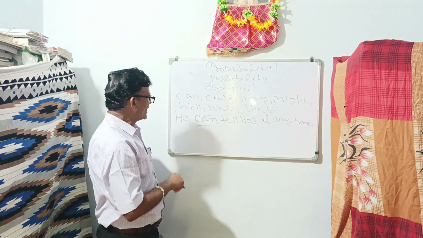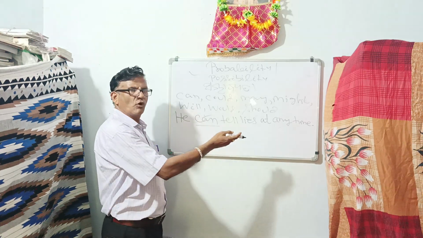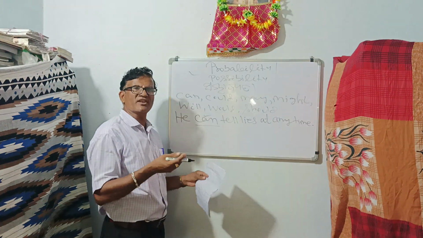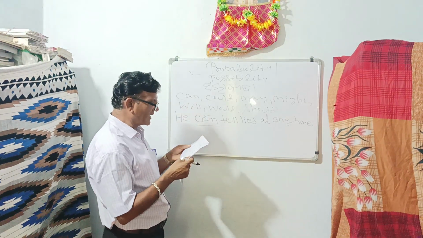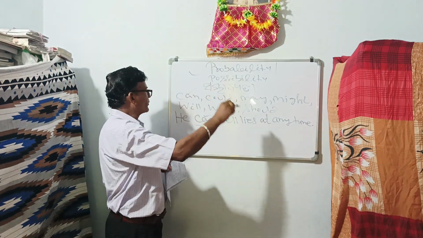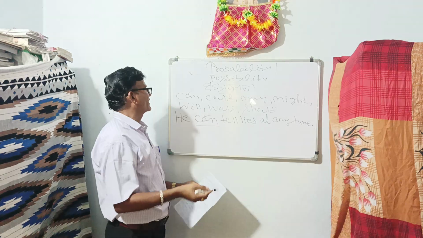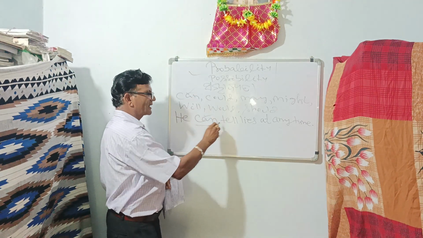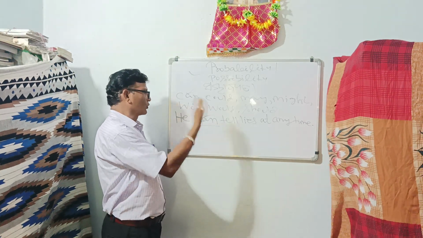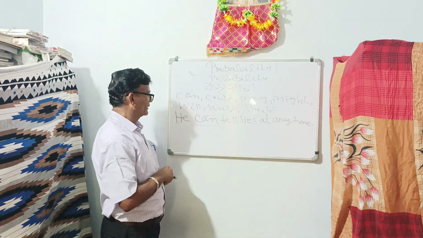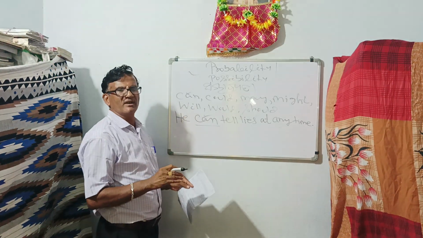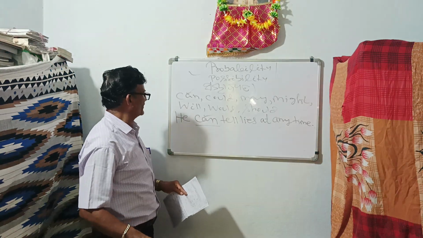Could is the past form of can. So, he could be at home now. Could also expresses probability. Here can is the high probability, could is the low probability. He can tell lies at any time is high probability, but with could, the past form, it is low probability.